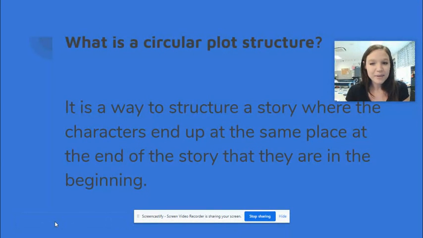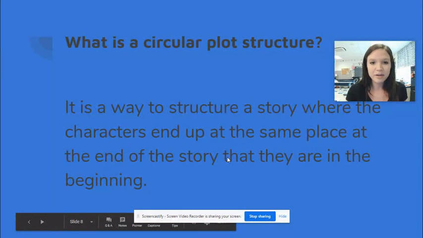I put the slide on here again because you might see it in your exit slip. Hint, hint, hint. You might want to read this a couple times. Get ready. What is a circular plot structure? Remember, it is a way to structure a story, a way you organize a story, where the characters end up at the same place at the end of the story that they are at the beginning. I'll read that one more time. It's a way to structure a story where the characters end up at the same place at the end of the story that they are at the beginning. And that, my friends, is a circular plot structure.